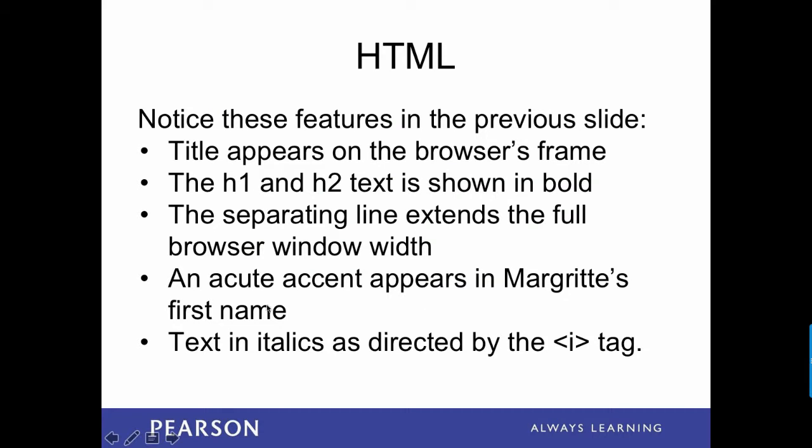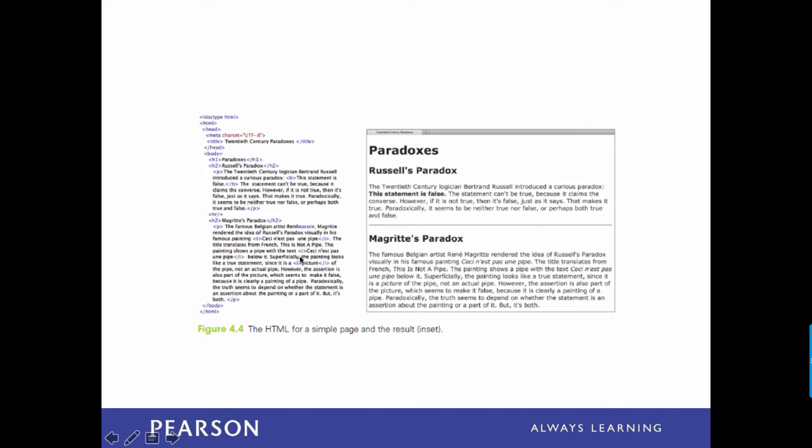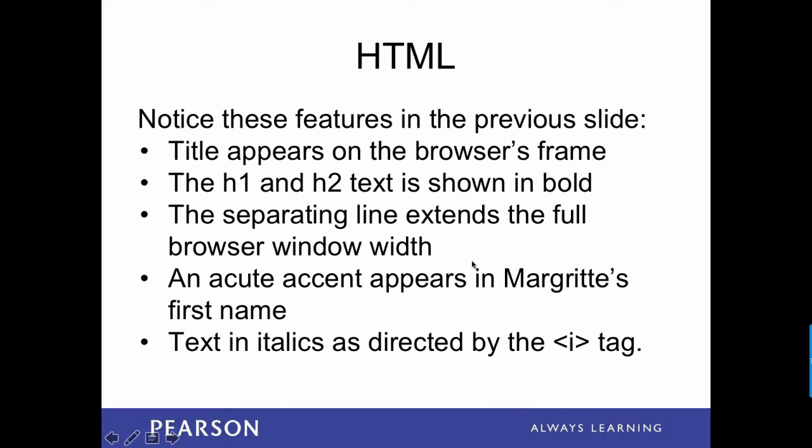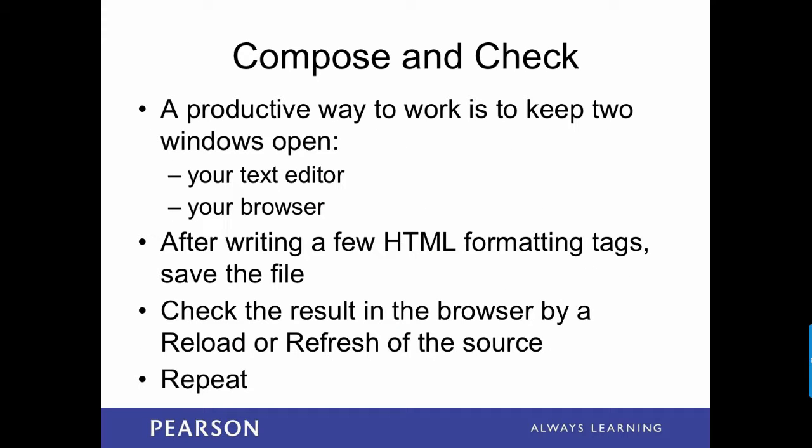Text in italics is directed by the I tag. So let's go back and look for the I tag right here. Ceci n'est pas une pipe, that's over here. You can see it's in italic. Okay, so let's go on. Compose and check.